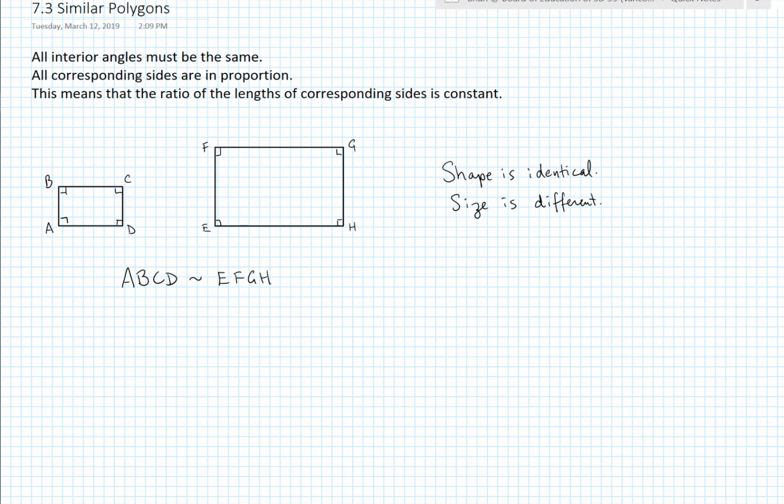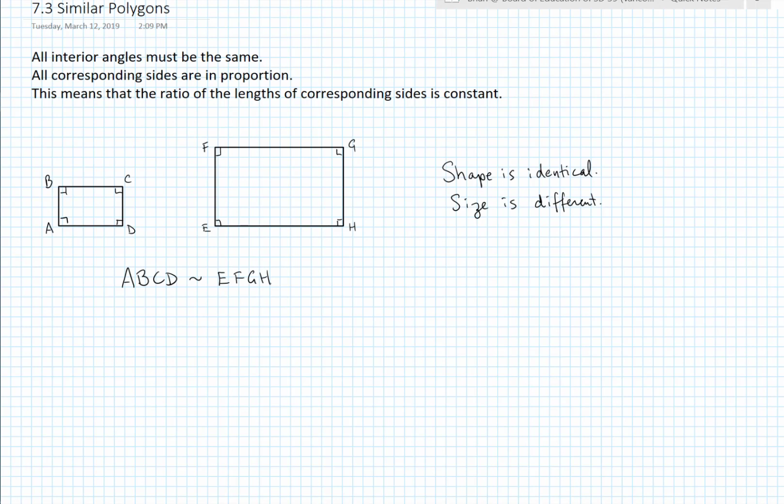Or a more obvious example would be to take a square where all four sides are the same, and then just lengthen it out and turn it into a rectangle. Again, all the interior angles are 90 degrees, but they're obviously not the same shape. So the real test for similarity is that all the corresponding sides must be in proportion.